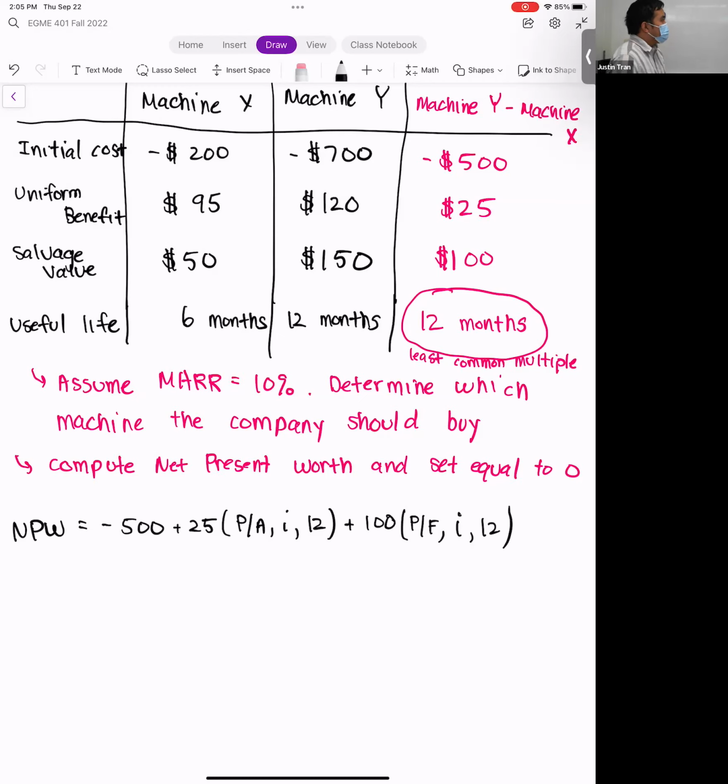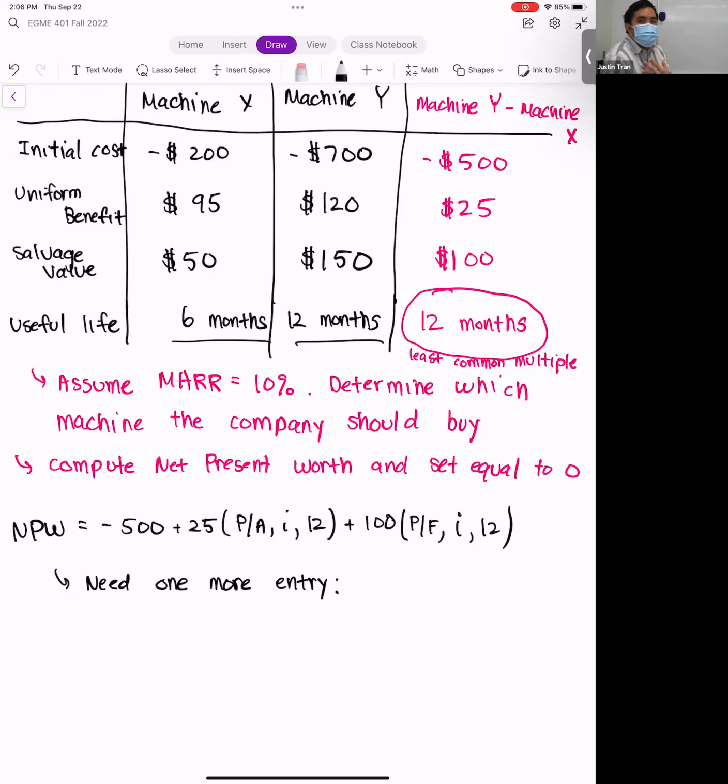Right. And so that's the net present worth equation that we get just straight off the difference column. But we're not quite done yet, right? We have one additional cost that we have to consider because of the fact that we have differing product lives here. Okay? And so compared to machine Y, machine X only lasts for half the time.